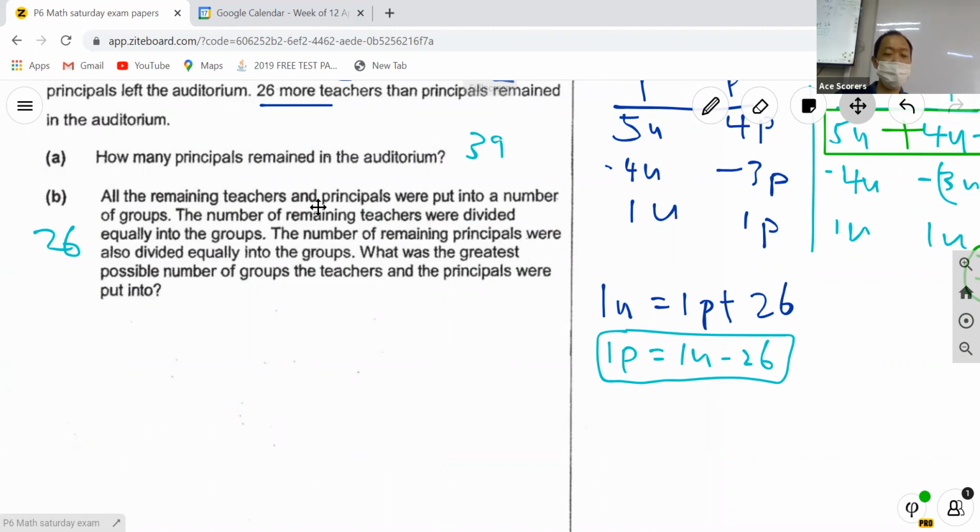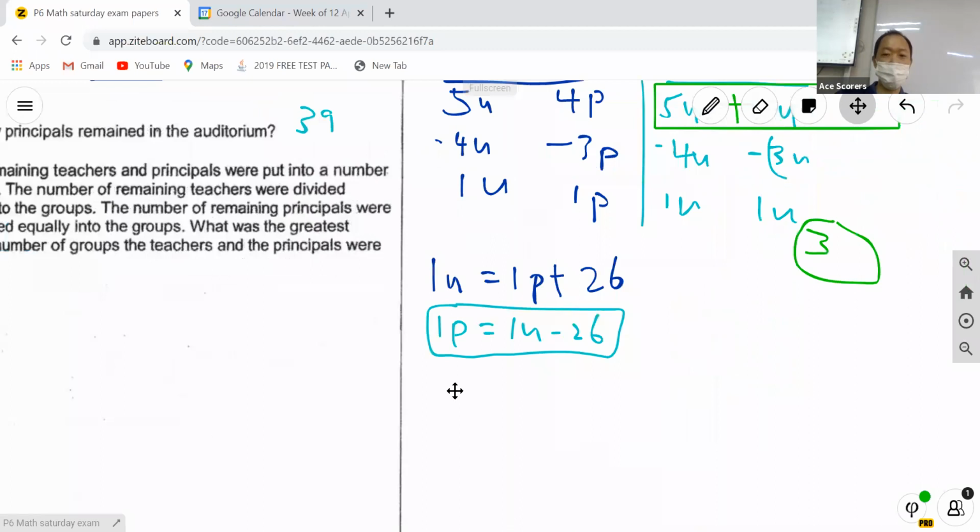So the teachers and principals should have left, right? If they didn't leave, they are put into a number of groups. What are they doing in the group? The number of remaining teachers were divided equally. The number of remaining principals were also divided.